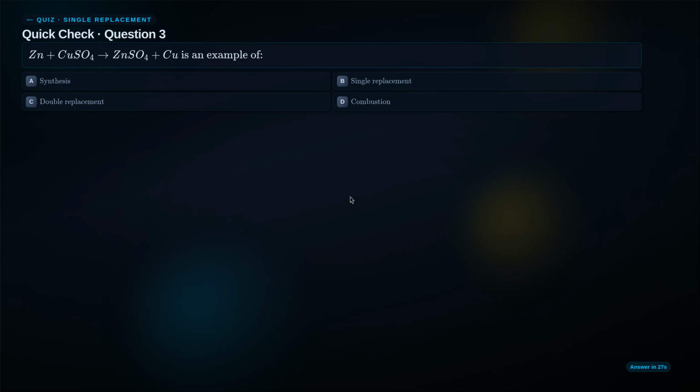Quiz question 3. A copper wire placed in a silver nitrate solution gradually becomes coated with shiny silver crystals. What type of reaction is this? Option A, synthesis. Option B, decomposition. Option C, single replacement. Option D, double replacement. Take a moment to think. The answer will appear in 60 seconds.